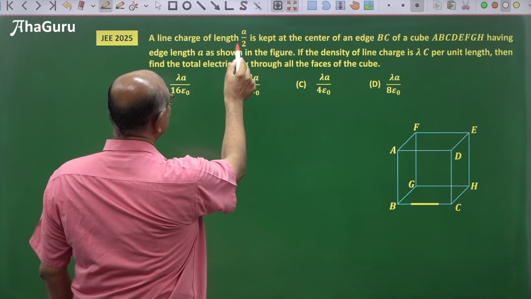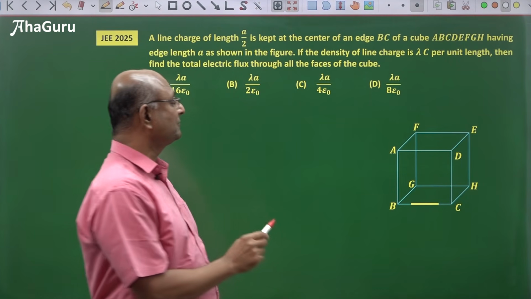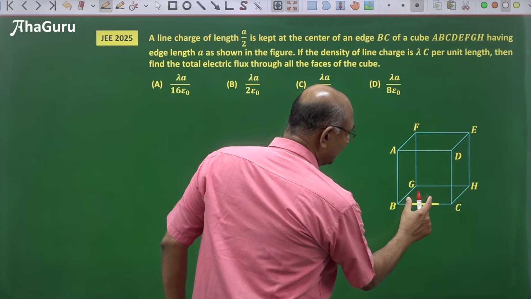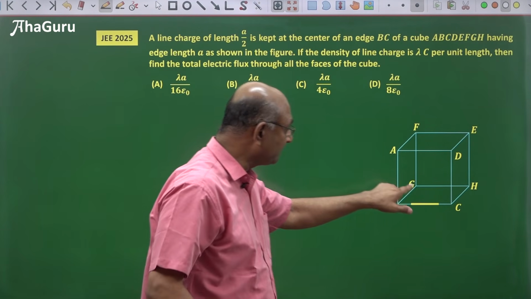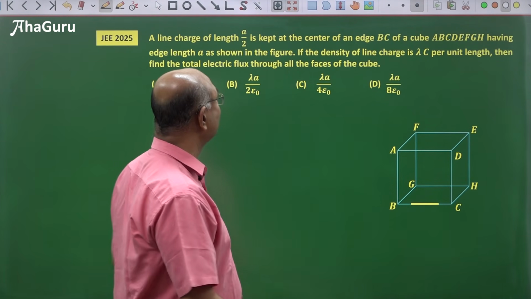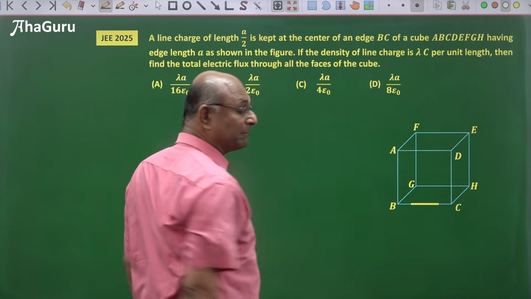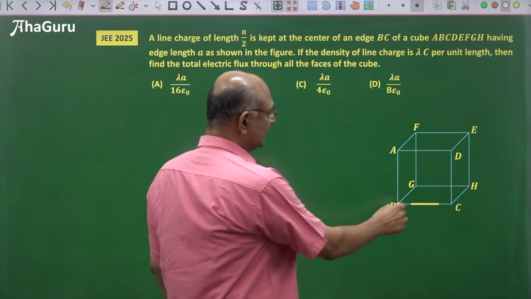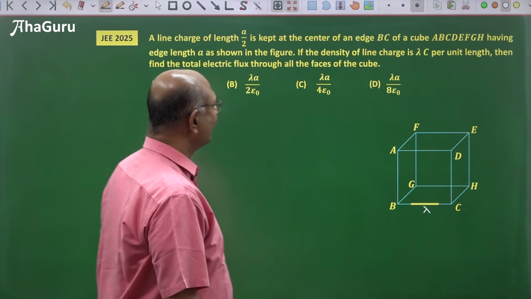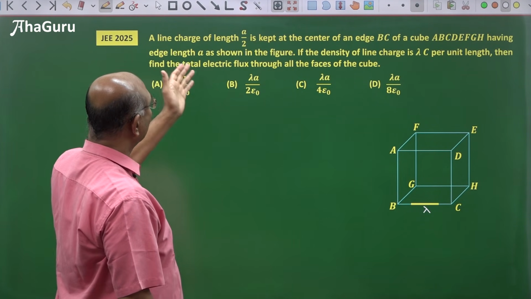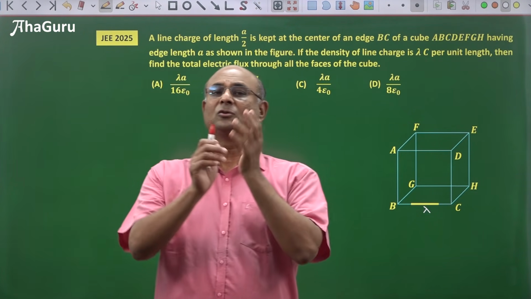There is a line charge of length A by 2 that is kept at the center of one of the edges, BC. This is kept at the center. This is A by 2. The total one is A, and this is kept right in the center, right in the middle. Okay. If the density of the line charge is lambda, per unit length, then find the total electric flux through all the faces of the cube. So basically the net electric flux through the cube.